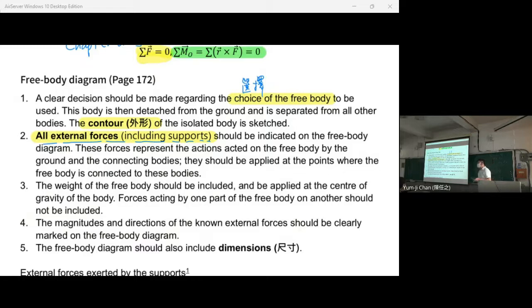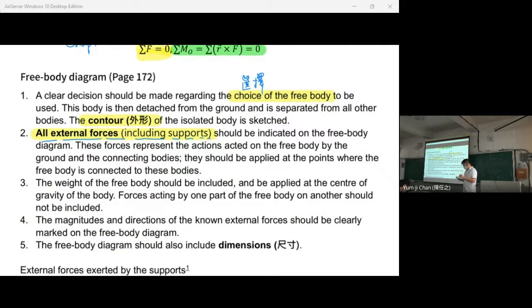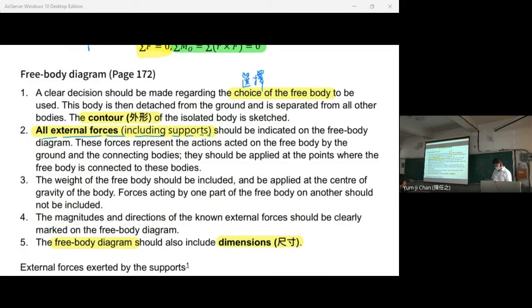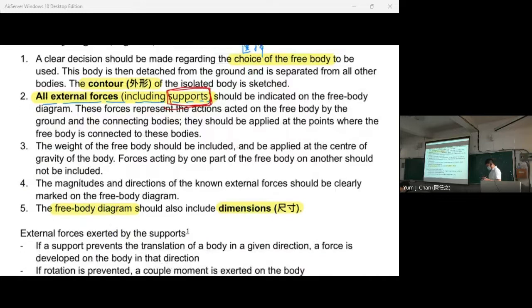The third point is that the free body diagram should include dimensions. So we have 3 parts: contour, external forces, and dimensions. As I mentioned, your seniors usually forget to mark all support forces. Now, these are some hints.